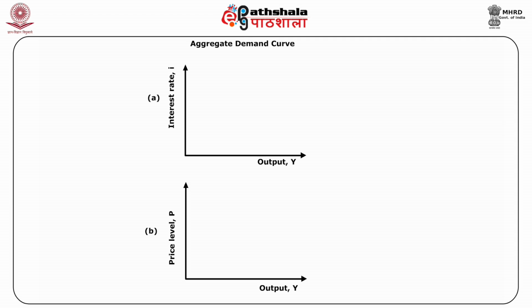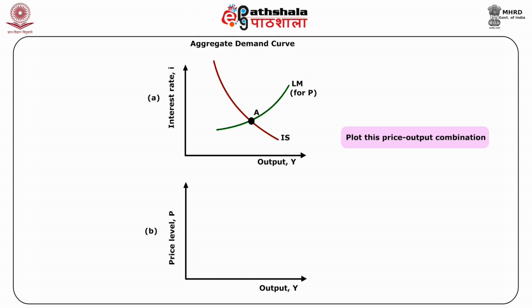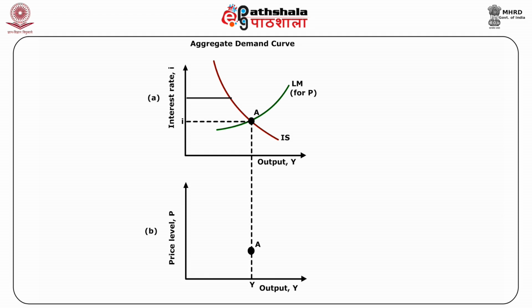Suppose initially that we have our LM curve drawn for a given price level P. This curve intersects the IS curve at point A, and we plot this price-output combination in the lower panel. Now suppose that there is a rise in the price level from P to P dash. This would lower the real money supply, M by P.